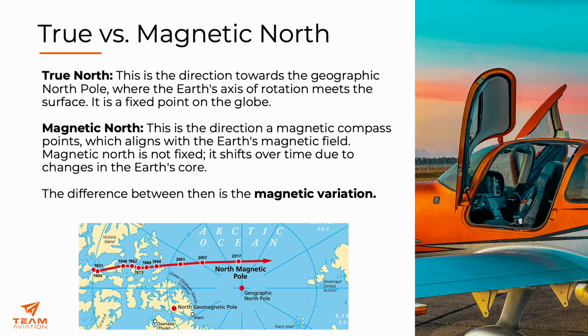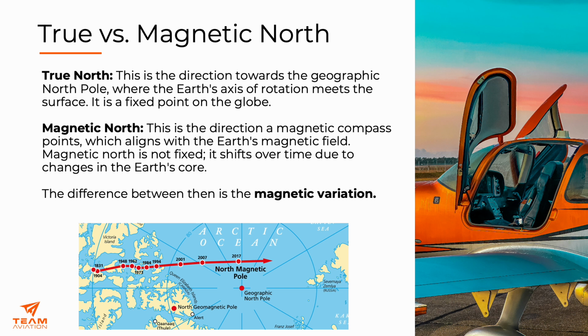Magnetic north is different. This is the direction your magnetic compass points. Unlike true north, magnetic north isn't fixed, and it shifts over time because the Earth's magnetic field is constantly changing. You can see in the map how magnetic north has moved over the years, from the early 1800s all the way to today. It doesn't sit at the same spot as the geographic North Pole.